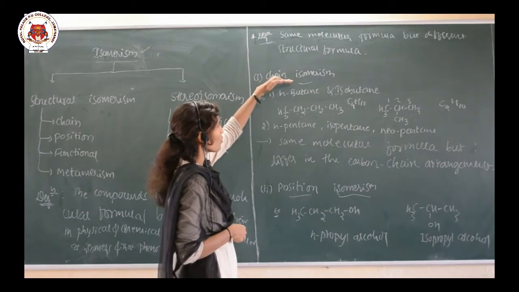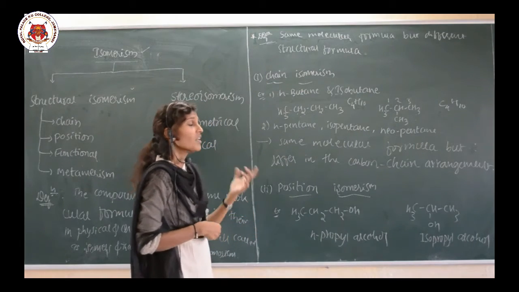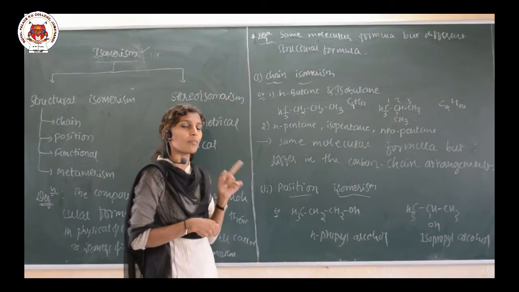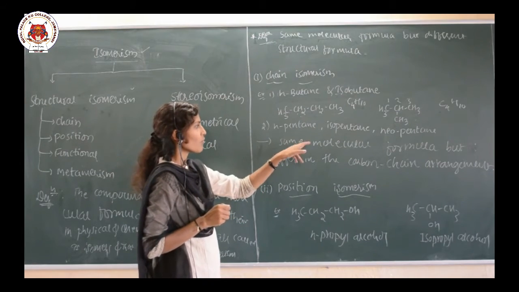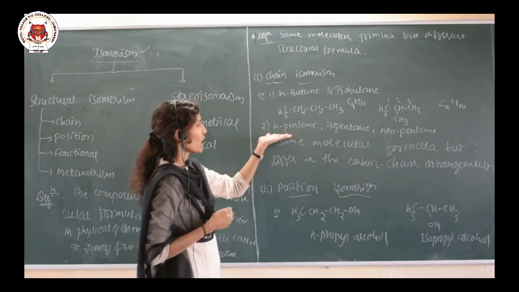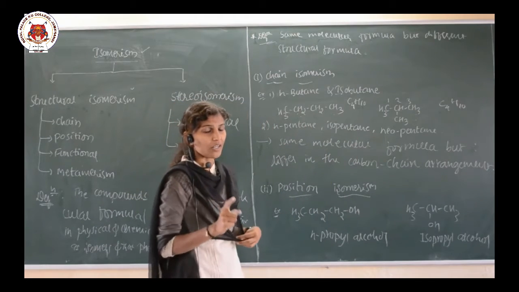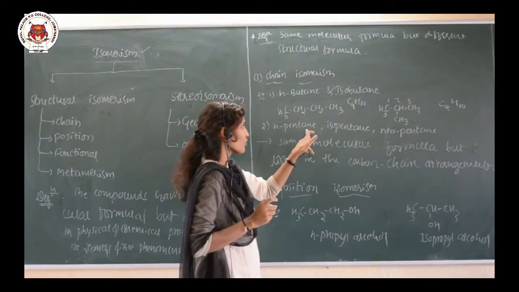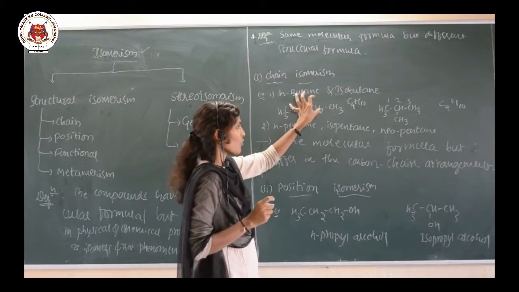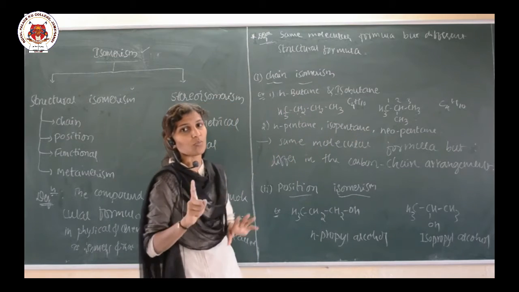Here we want to discuss the chain isomers. So what is the meaning of that? Having the same molecular formula but differing in the carbon chain arrangement. Okay, and one more example we can give, that is N-pentane, isopentane and neopentane. So the work for you is that you should write the structural representation of these three compounds. That is the homework for you.